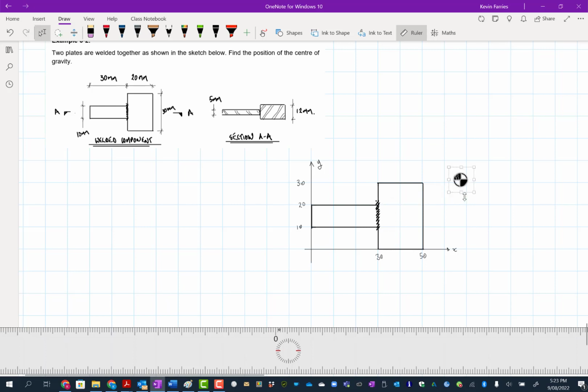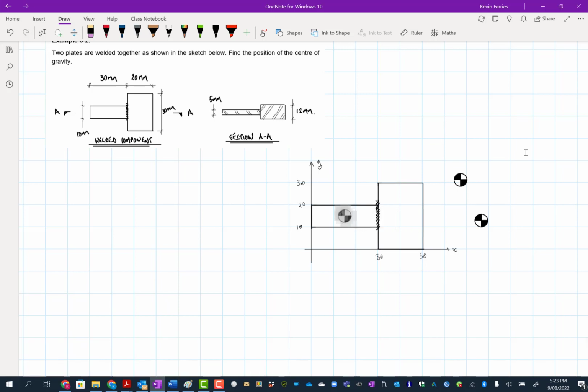Okay, so what are we going to do? First thing we need to do is find the centroid of the two simple shapes. You kind of learn these. For a rectangle, it's just halfway along the length and halfway up the height, so the centroid will be sitting here. That's just from learning those. The other one's going to be here. You can also think of it as where the diagonals cross each other. So I'm going to have a couple of centroids like that.